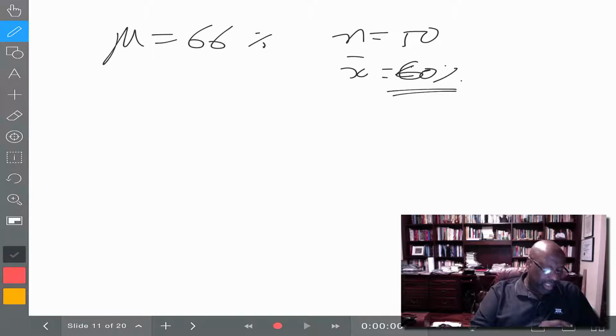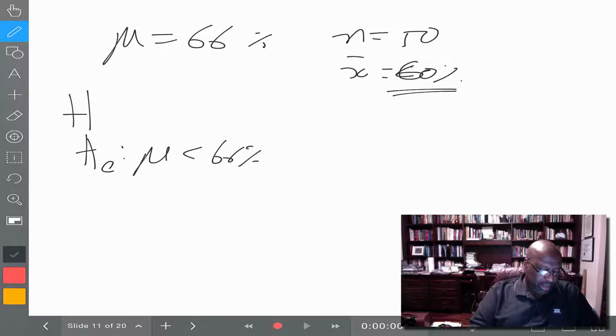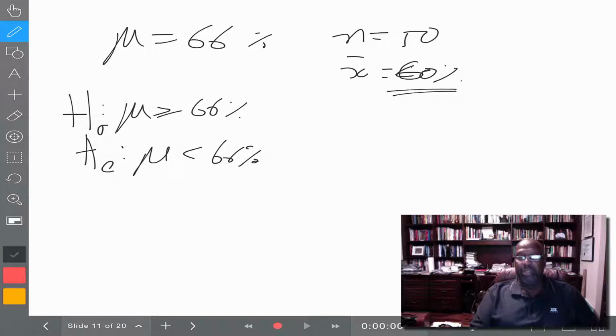So I would be interested in either one of those two, which is that the true mean is actually less than 66%. And then the skeptic in me, which is my null hypothesis, will say no, it's greater than or equal to 66%. Always remember the equal sign is in the null hypothesis. Or I could be testing that it's just not equal to.